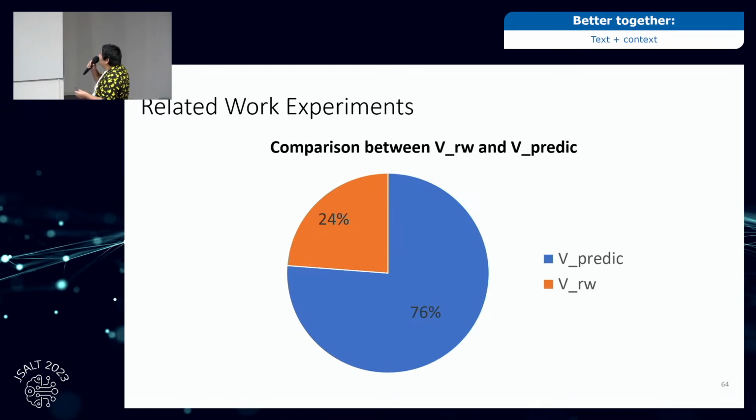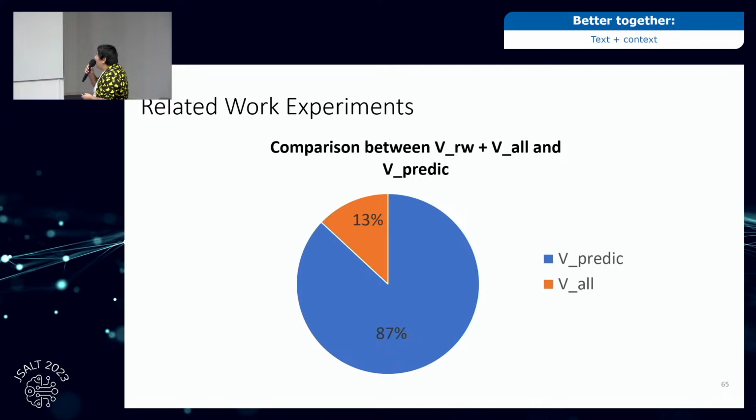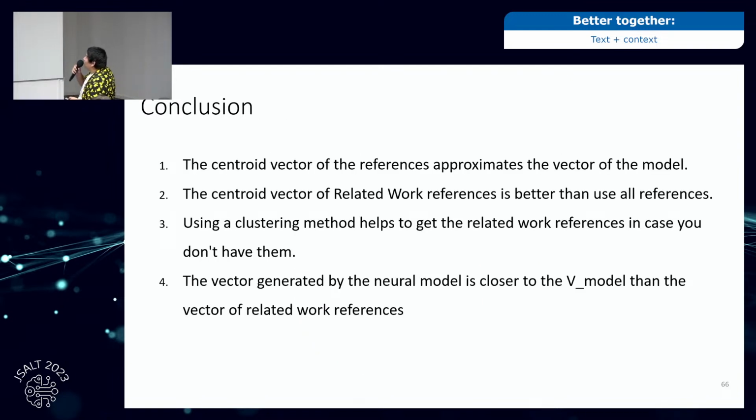You can see that 76% of the time it is better to use the B predict, where the predicted vector is closer to the B model in this case. And in the second experiment, we use both the vector of related words and the vector of all references, which is better. But okay, conclusion: the central vector is the reference approximation to the vector of the model.